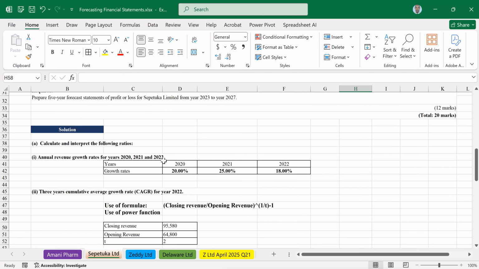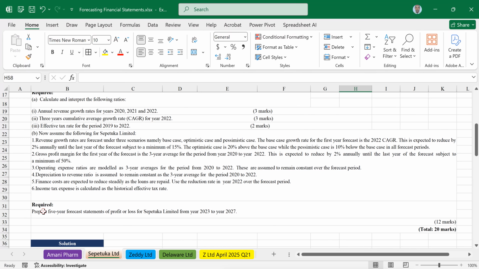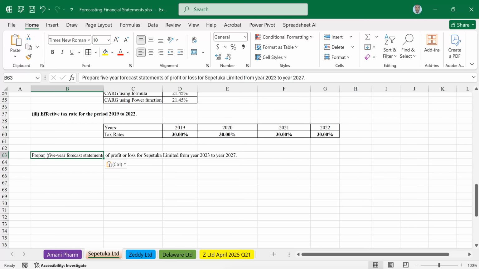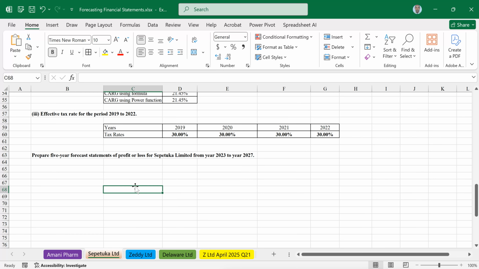We now move to number B. Number B is here: prepare a forecast statement of profit or loss. We now want to prepare a forecast statement of profit or loss from 2023 to 2027. We want to start by analyzing variables.